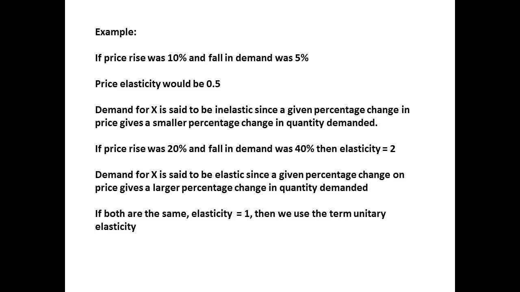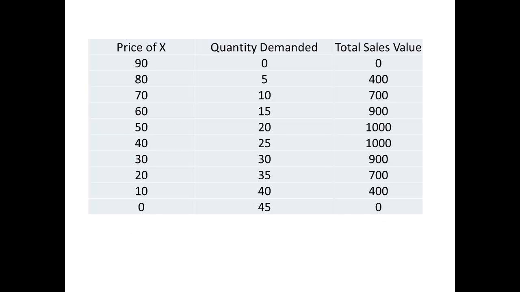Now suppose the price rise was 20%, but the fall in demand was 40%. Then the price elasticity would be 40 divided by 20, which is equal to 2. We say that now the demand is elastic, since the percentage change in the price produces an even larger change in the quantity demanded. If the changes were both the same, then we say there is unitary elasticity.